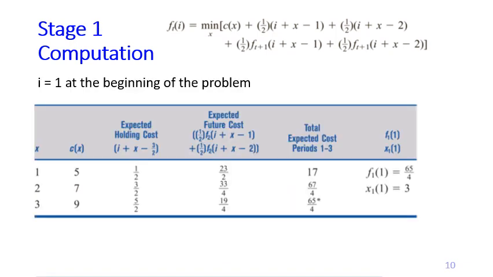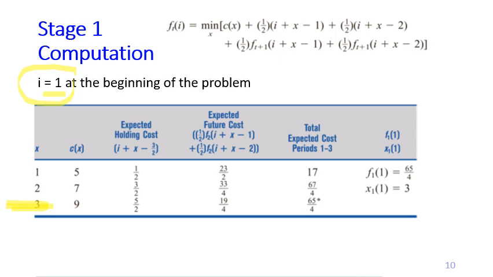Finally, we have arrived at the beginning of the problem. If you read the problem carefully, it says that we have one item at the beginning of this problem. So I equals 1 for stage 1. Because I equals 1, at most we can produce 3 units, because 1 inventory at the beginning plus 3 that we produce, we have 4 units. If the demand is only 1 unit, it means that we will end this period with 3 units, and that is okay.